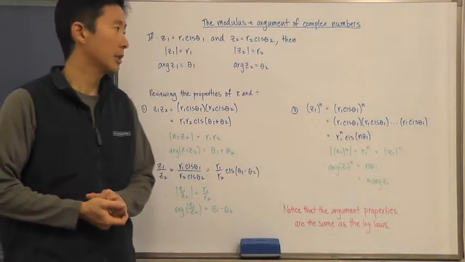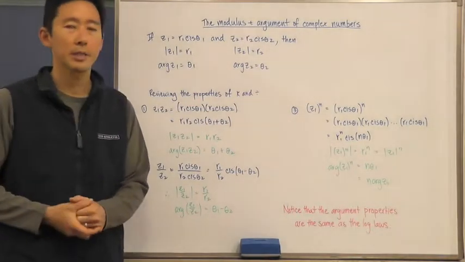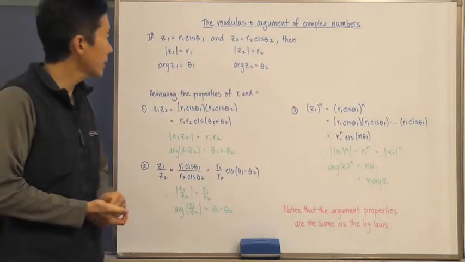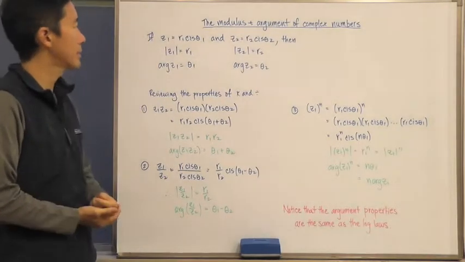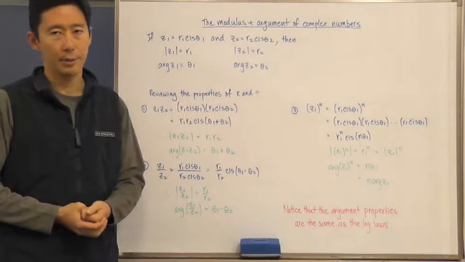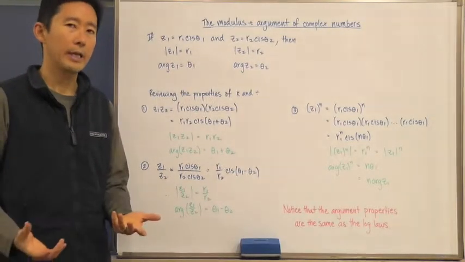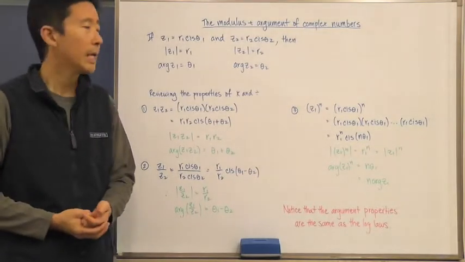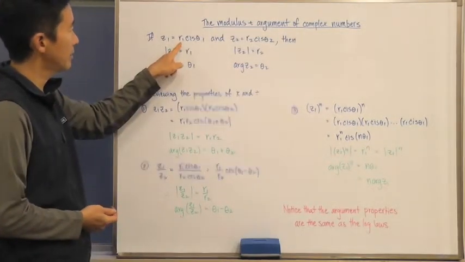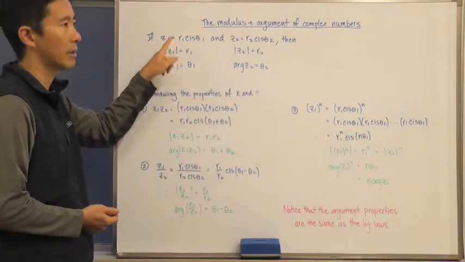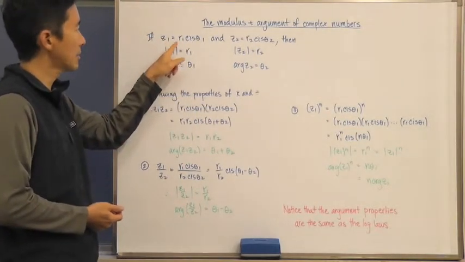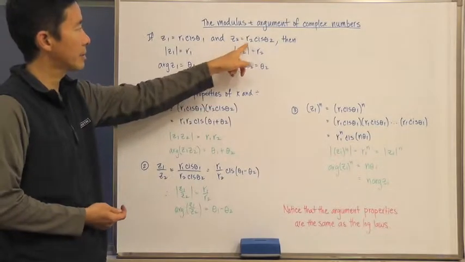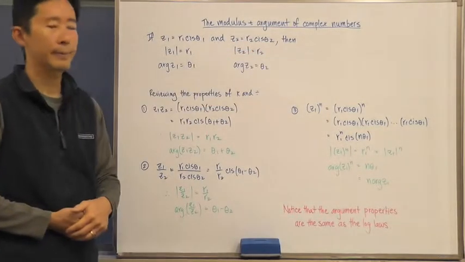Okay, let's go ahead and take a further look at the modulus and the argument of complex numbers. Now let's take a look at two complex numbers here, z sub 1 and z sub 2. What we're going to find out is that not all complex numbers have a modulus of 1. So I'm going to use that fact to call z sub 1 r sub 1 cis of theta sub 1, and z sub 2 is going to be r sub 2 cis theta sub 2.